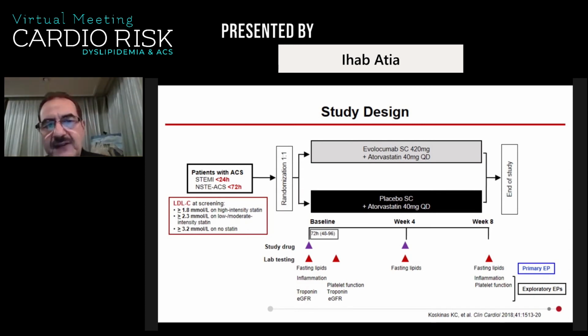These were randomized to receive either evolocumab 420 milligrams once, and this is available in the United States, as you all know, that dose, versus placebo, both of them on the background of atorvastatin 40 milligrams daily. The primary endpoint was assessed by measuring the fasting blood lipids, and the exploratory endpoints were also checked for inflammation, platelet function, etc. And this was for 8 weeks.